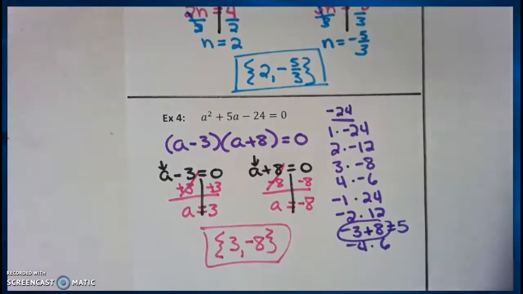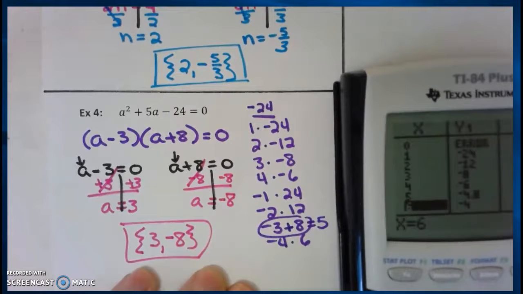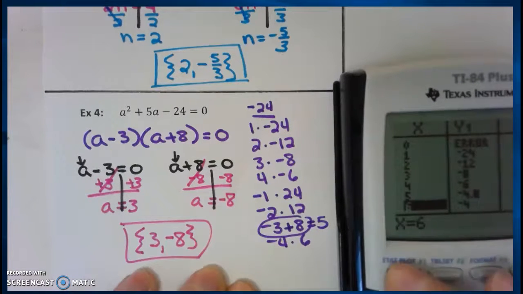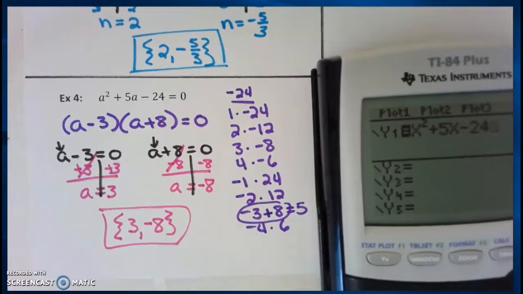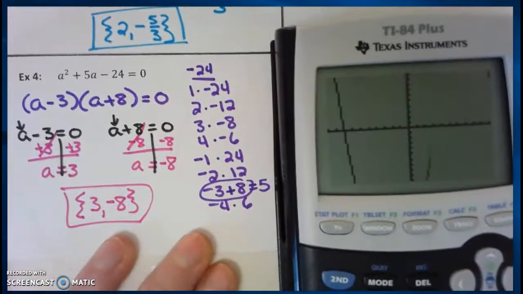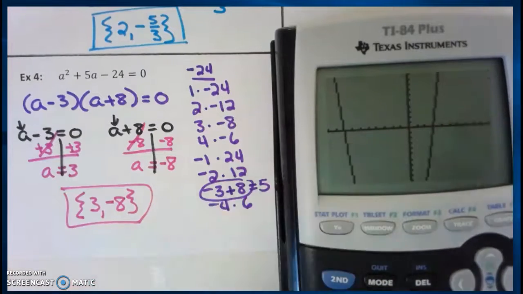Okay, so since I had to factor this one, I'm definitely going to check it. I know that it says a squared, but I'm just going to do x squared in my calculator and hit graph. I can see it's crossing at positive 3 and negative 8.